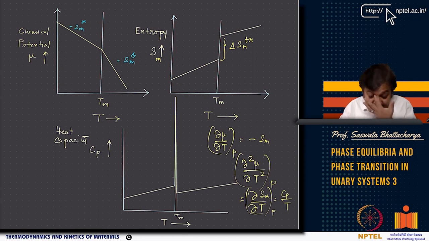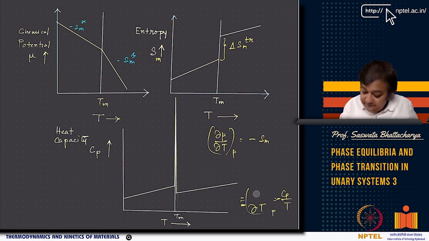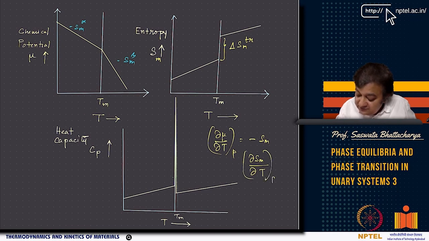Del mu del T is minus S, so this is minus Cp. There will be a minus sign here. This is something that we have shown earlier also. So do not forget the minus sign. As you know, del S M del T, with capital T the temperature, at constant pressure is equal to Cp, the molar heat capacity, by temperature.